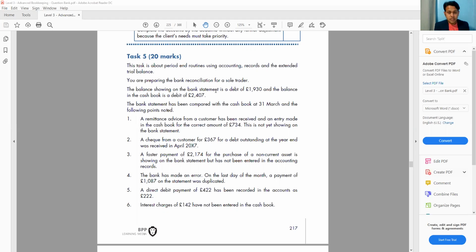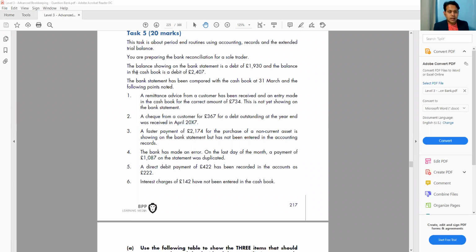You are preparing the bank reconciliation for a sole trader. The balance showing on the bank statement is a debit of 1930, and the balance on the cash book is a debit of 2407. Remember, any balance showing as a debit on the bank statement is a liability, an overdraft. If this is your money, for the bank it is a liability. What is an asset for you is a liability for the bank. So if you have your own money, that is a liability for the bank, not an asset. So if the bank says this is a debit, that means it is your overdraft.